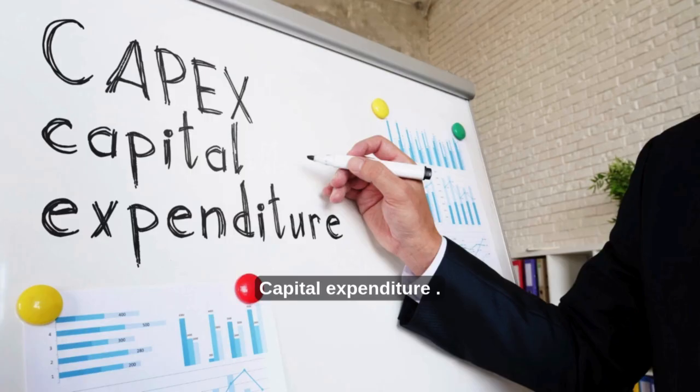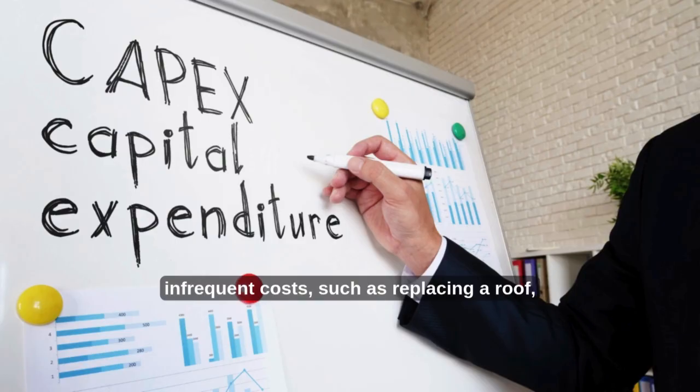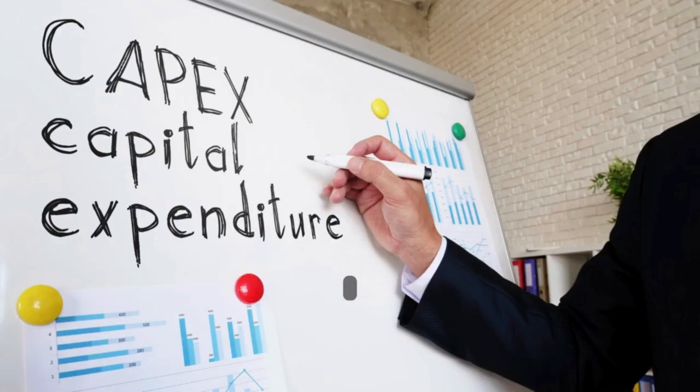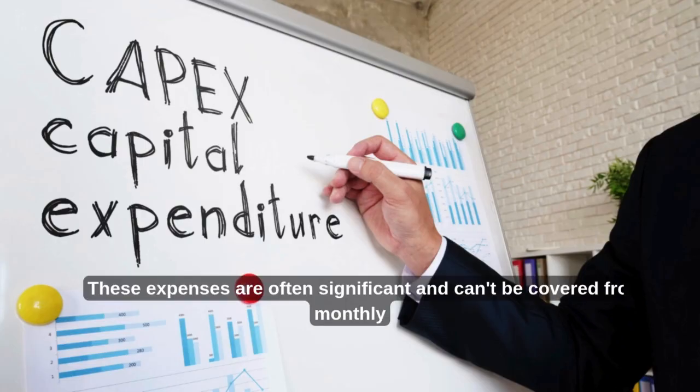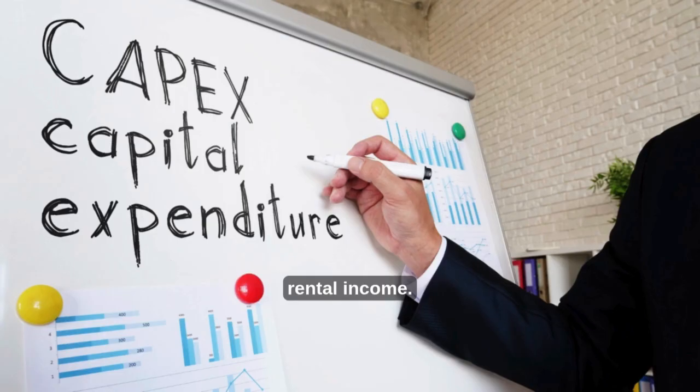Capital expenditure, CAPEX, reserve. CAPEX reserves cover major, infrequent costs, such as replacing a roof, installing new plumbing or electrical systems, refurbishing elevators, or repainting entire building exteriors. These expenses are often significant and can't be covered from monthly rental income.